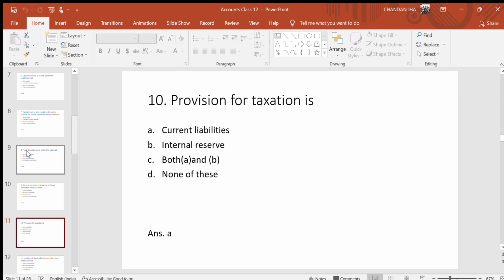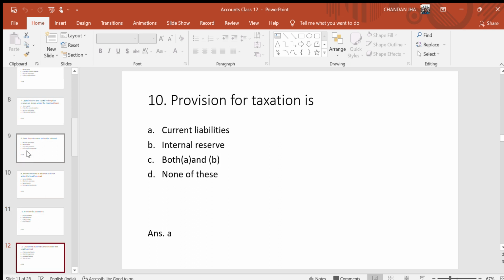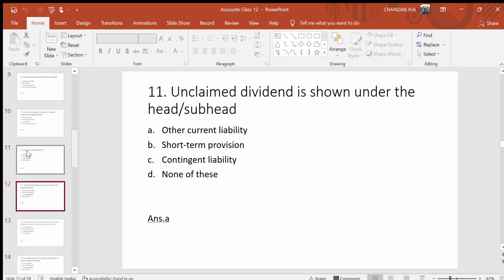Question number 10. Provision for taxation is current liability, internal reserve, both A and B, none of these. Provision for taxation is current liabilities. Question number 11. Unclaimed dividend is shown under the head subhead. Other current liability, short-term provision, contingent liability, none of these. The correct answer is option A, other current liability.